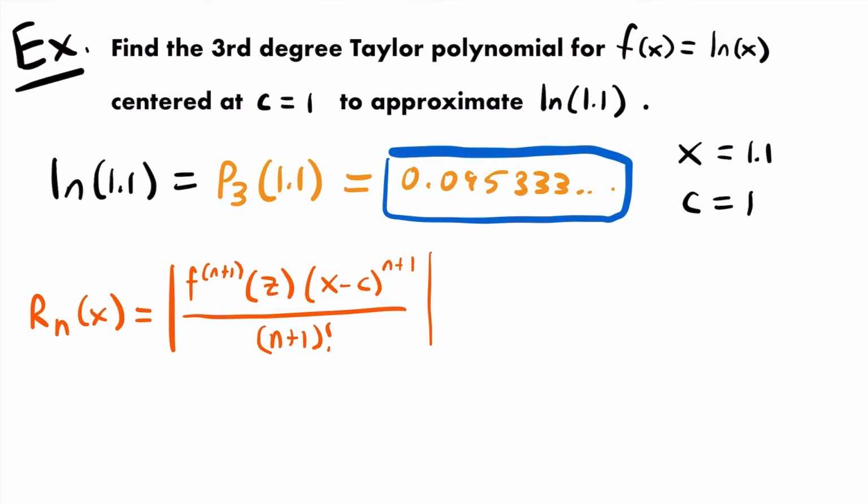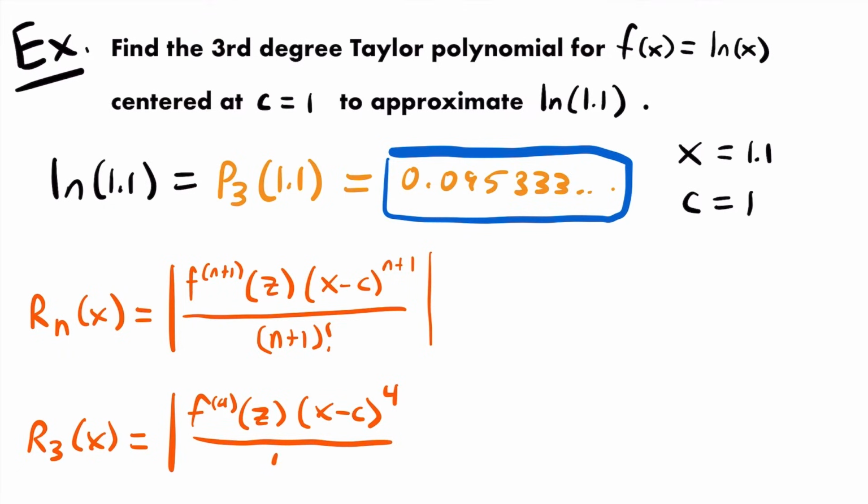So what we're really looking for here is R sub 3 of x, which will be equal to the absolute value of the n plus 1 derivative. So that's going to be 3 plus 1. So we're looking for the fourth derivative evaluated at z. So we'll have the fourth derivative of z times (x minus c) to the power of 4, right? N plus 1 is 3 plus 1, which will be 4. And then we're going to divide by 4 factorial. All right, so this is the formula that we're going to use to calculate our error.